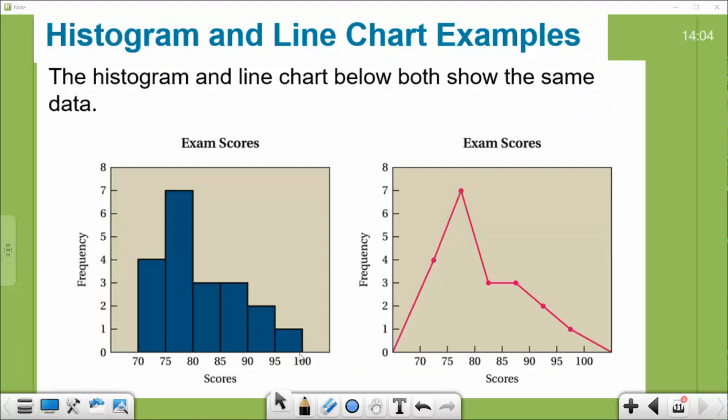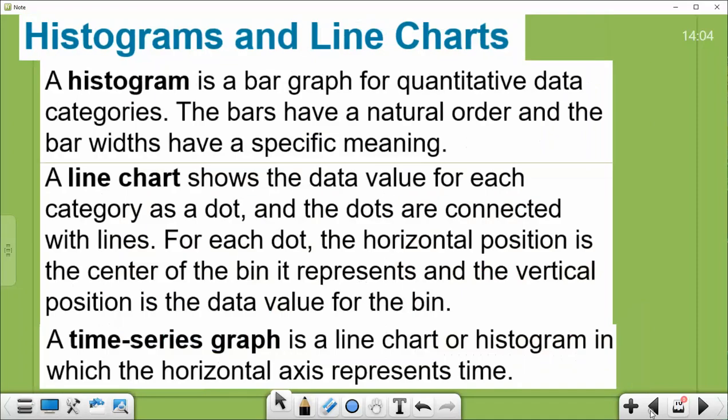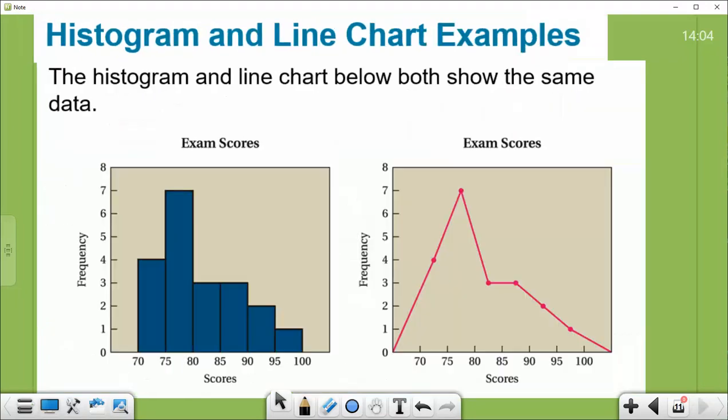Okay, and so the bar graph, or the histogram, is basically a bar graph, but, remember what we said, a bar graph with quantitative data categories. The bars have natural order and the bar widths have a specific meaning. So this width is the range from 70 to 75, or 74.9 basically. Okay, so that has frequencies of 4, 7, 3, 3, 2, 1.